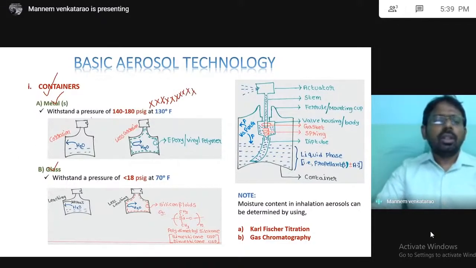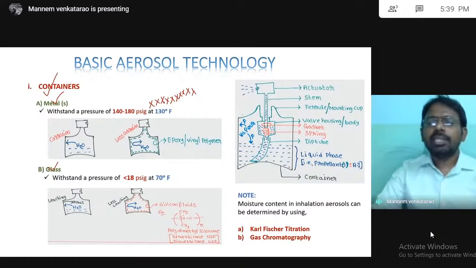So why am I saying metal or metals? Sometimes we use only one metal. Sometimes we use alloys. What are alloys? A mixture of metals. That's why I'm using the word metal or metals. A metal can withstand pressure because aerosol is a pressurized product. Who can supply the pressure? The propellant can supply the pressure. That pressure will be withstood by the container. The container is only used to pack the aerosol product.